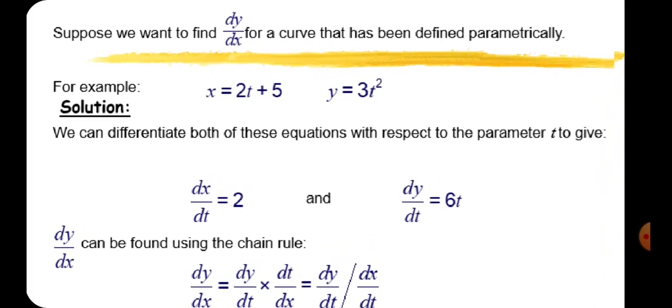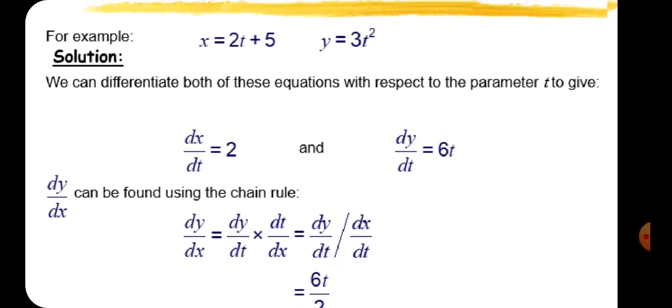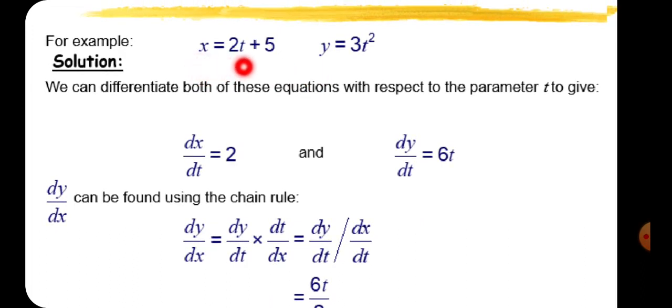Parametric differentiation. If you have x as a function of t, y as a function of t, and you have to find dy dx. So step number 1, you have to find dx dt. Because x here is a function of t, you can find the dx dt. The derivative of 2t is 2, and the derivative of 5 is 0. Now find the dy dt. For dy dt, put the power down, so 2 by 3 is 6, and subtract 1 from the power, so we have 6t here. Now find the dy dx.